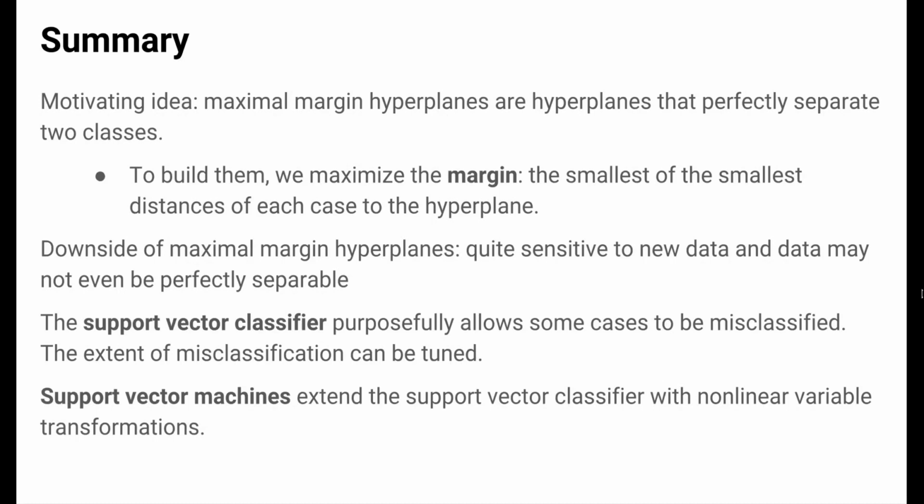So the support vector classifier tries to alleviate some of these concerns. It purposefully allows some cases to be misclassified. We do this with slack variables, and it turns out that the extent of misclassification can be tuned. With this tuning parameter, we have to think of the bias-variance trade-off. We'll think about that in class. Finally, these two previous classifiers are also limited in that they only draw linear decision boundaries. Support vector machines try to improve upon that by extending the support vector classifier. We do this by having nonlinear variable transformations.